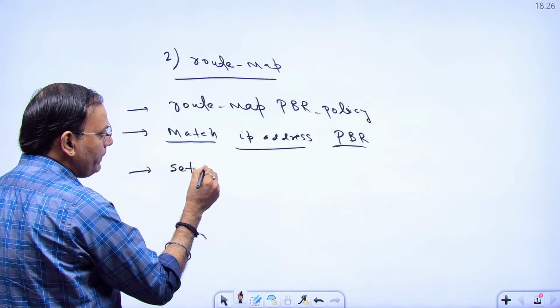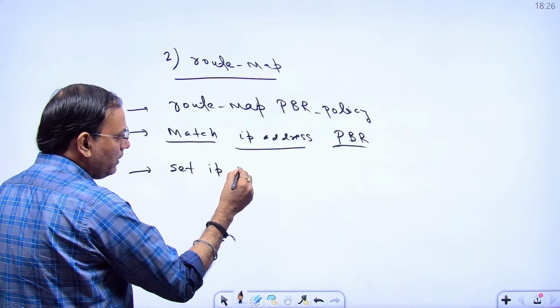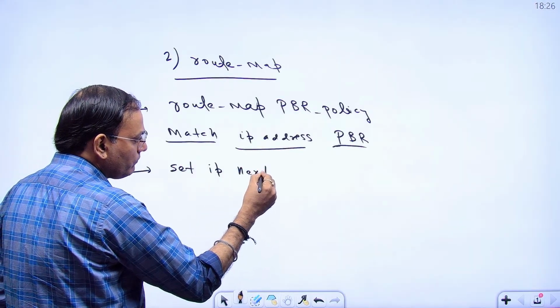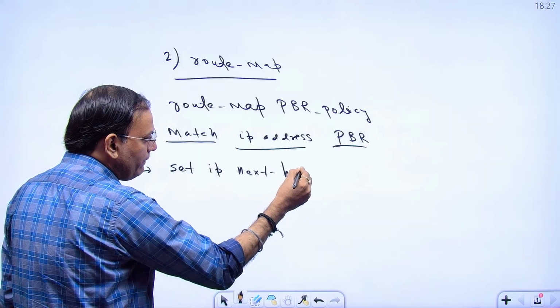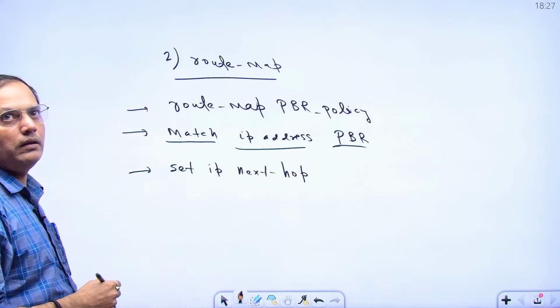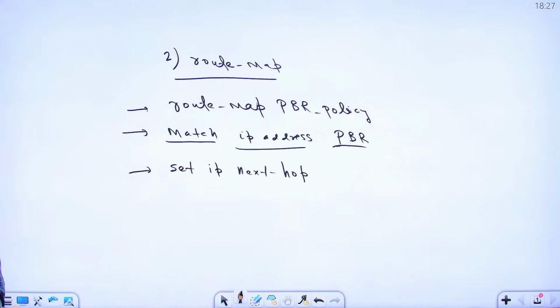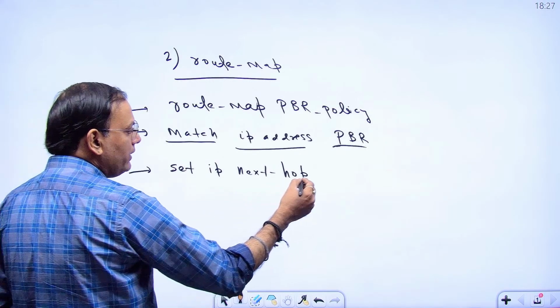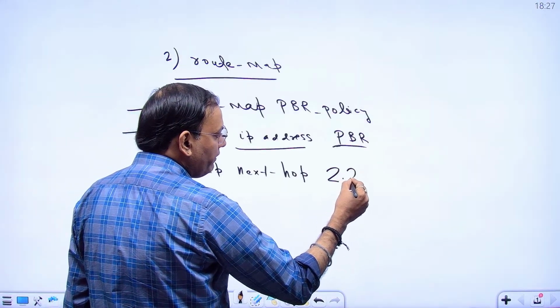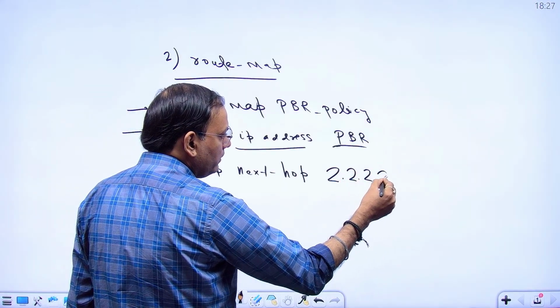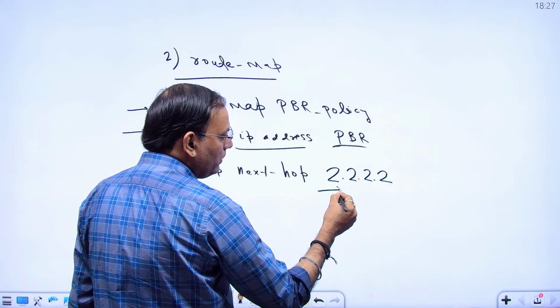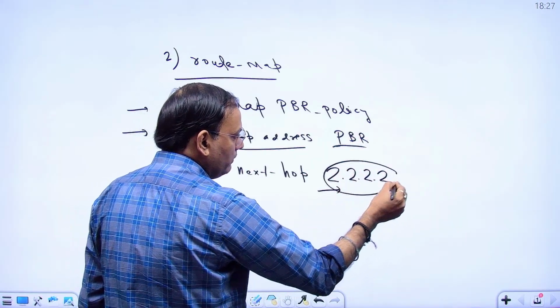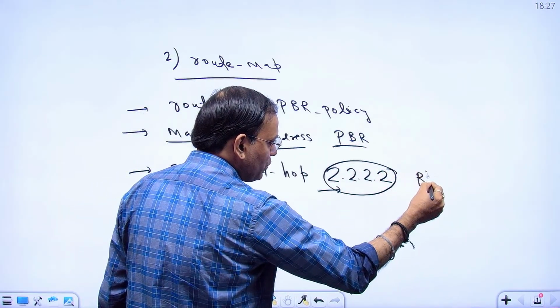So set IP next hop. This is the IP of your Bharti, right? So on the Bharti side, the IP was 2.1 and 2.2. So here I will tell if the traffic will match the ACL, then route that traffic to the Bharti next hop IP.